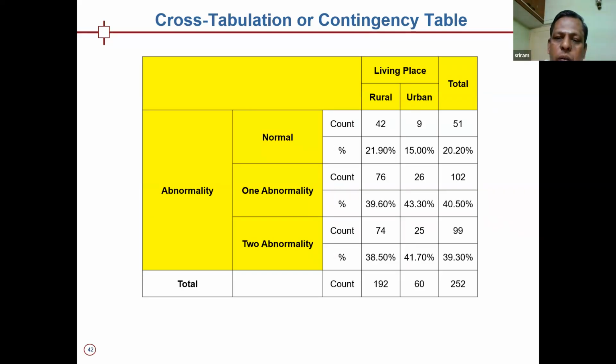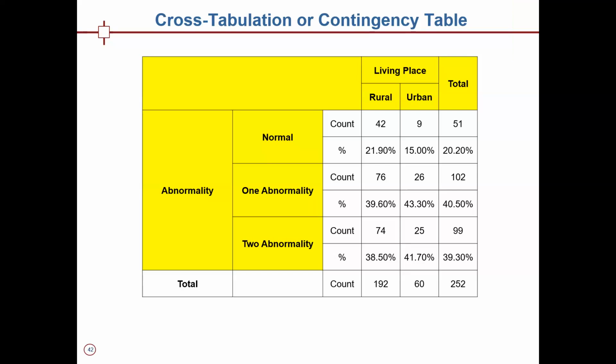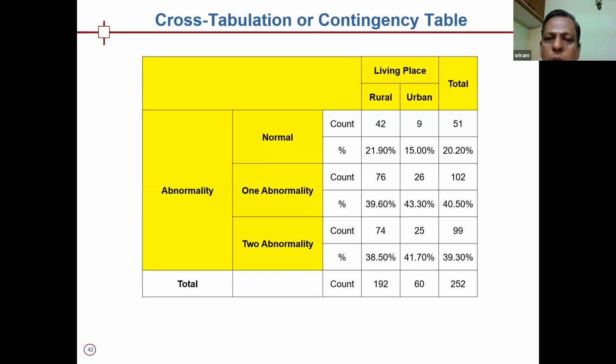See, the sample sizes for rural and urban. Look at the rural: 38% have two abnormalities, 39% have one abnormality, and 21% of the samples are normal people. And in urban, it is almost the same. See, 38, 41, 39, 43, 21, almost the same. So do you think living place has any impact on abnormality?